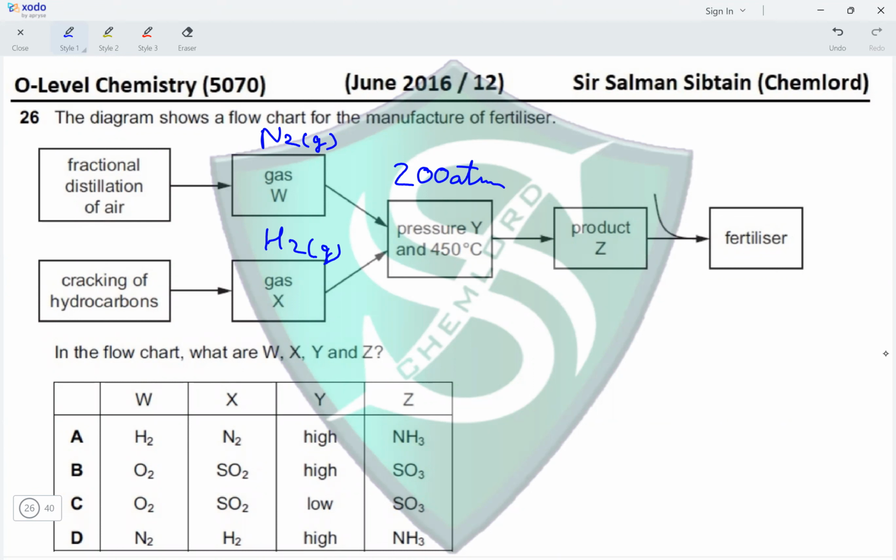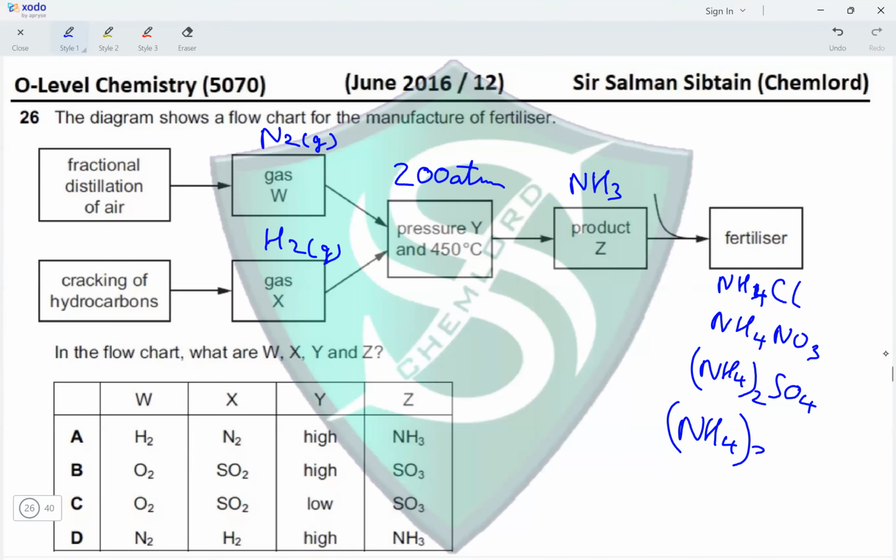This produces product Z. Product Z is ammonia, and ammonia with something else would form fertilizer. This could be ammonium chloride. This could be ammonium nitrate. This could be ammonium sulfate. This could be ammonium phosphate. This could also be urea. All of these are components of fertilizers and are made from ammonia.